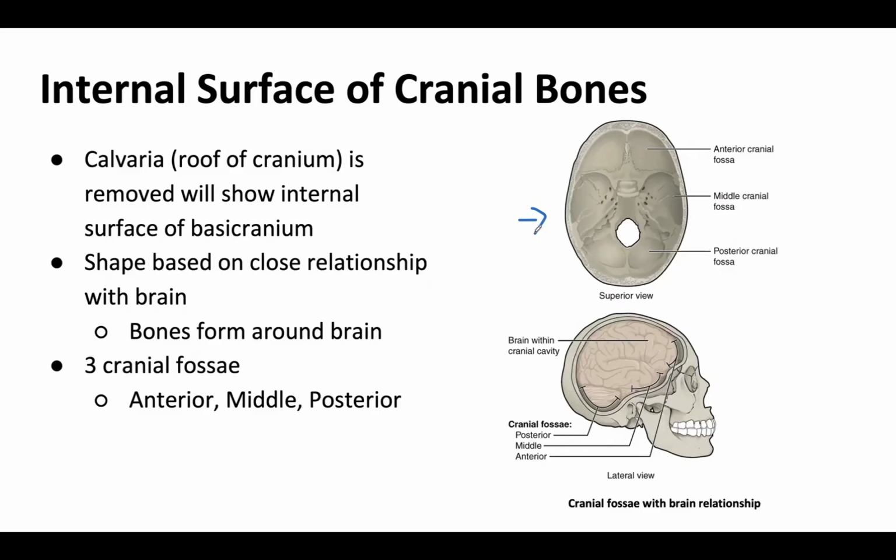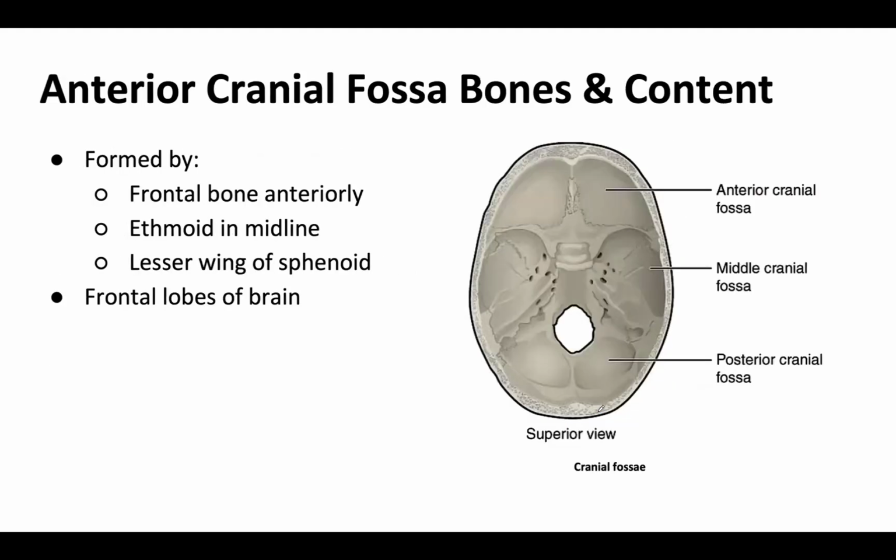And you can see these are at different levels, kind of like stairs. You particularly see this well on this bottom illustration. So the anterior cranial fossa is going to be the highest layer, middle is intermediate, and the posterior is going to be the lowest or the deepest layer. So anterior, middle, posterior. So let's get into a bit more detail with these, starting with the anterior cranial fossa.